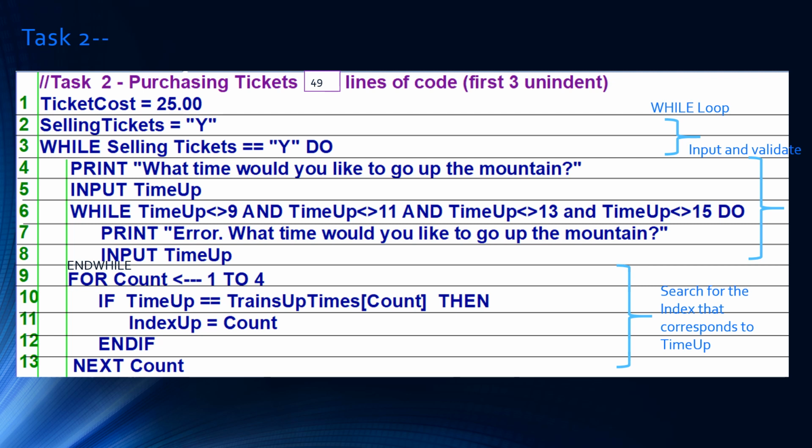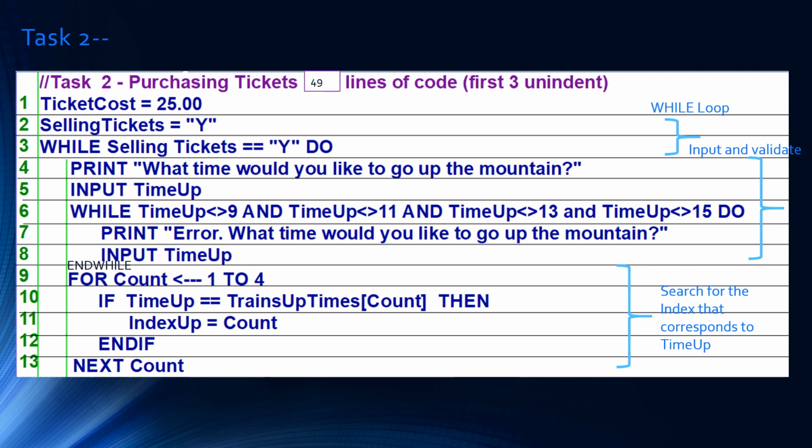The first line of code talks about ticket cost equals 25.00. So we have a constant, and that constant is of type real. It stores the cost of 1 ticket going up the mountain or going down the mountain. The second line is a variable, which is kind of like a flag for the while loop. Selling tickets equals y. The third line, while selling tickets equals y do. And the rest of task 2 is all inside this outer while loop.